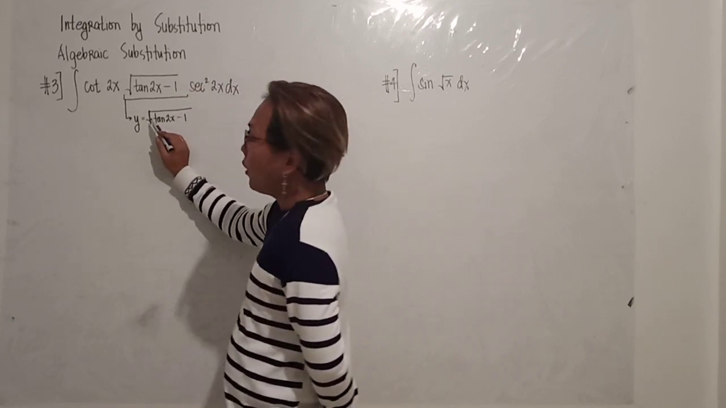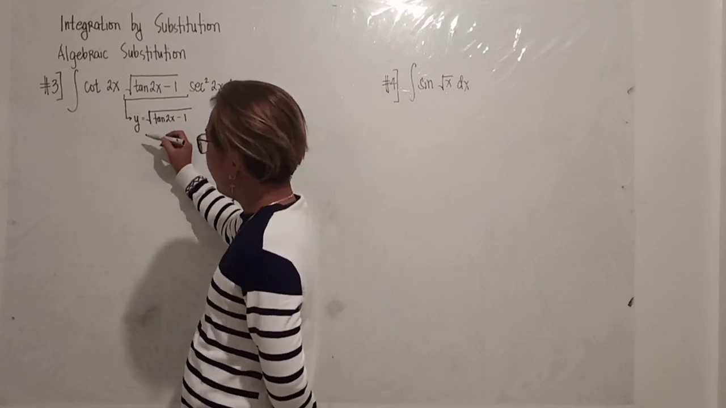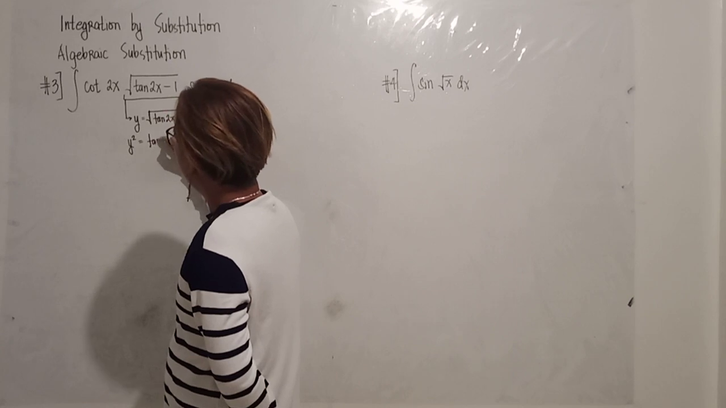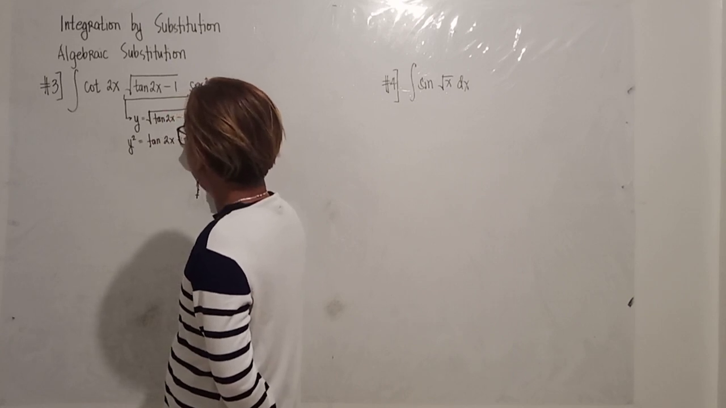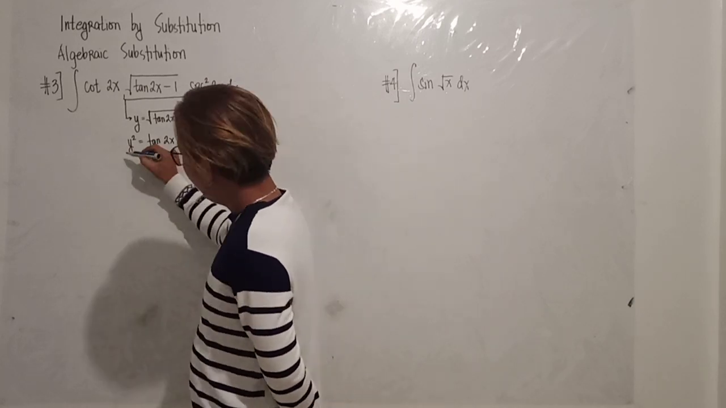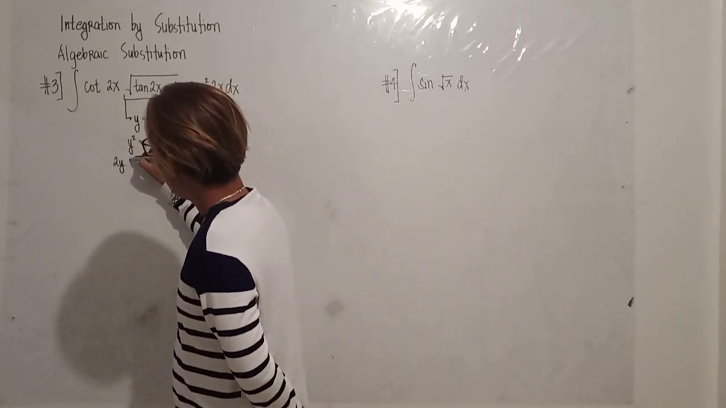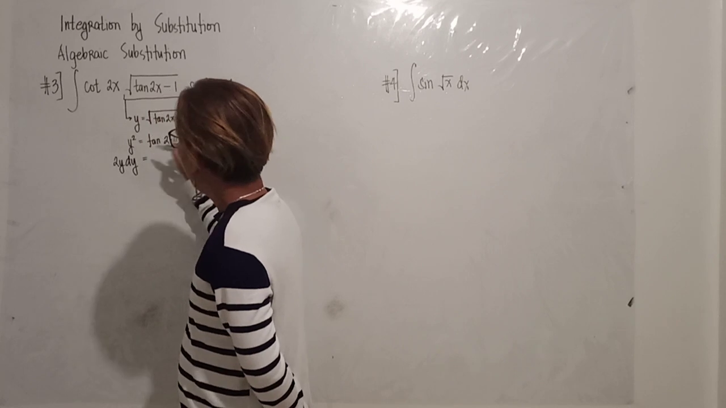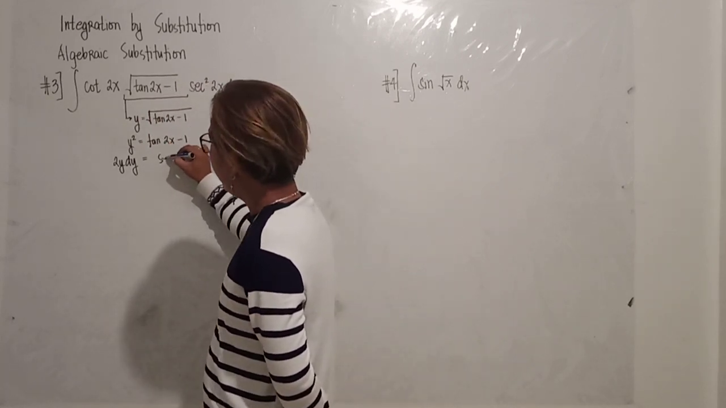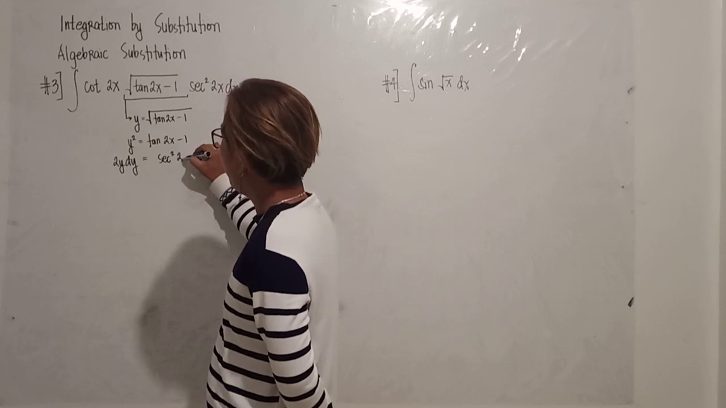So to eliminate the square root sign, you will have to square both sides. You will now have y squared equals tangent of 2x minus 1. Then take the derivative of this equation. You will have 2y dy. Then the derivative of tangent is secant squared. So that is secant squared of 2x.